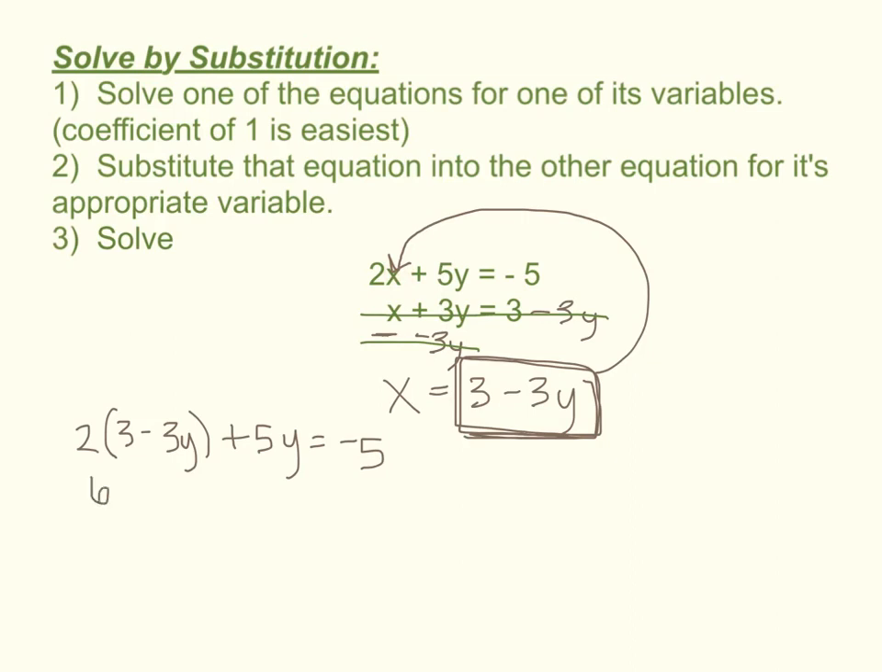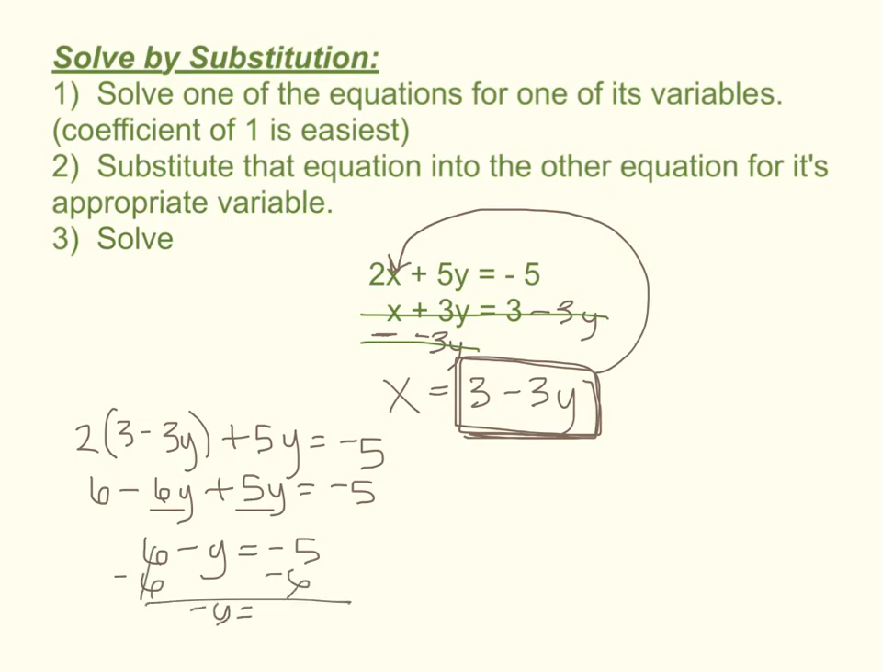So to solve this, I would first distribute that 2 in. And then I'm going to put my like terms together, and there's no equal sign in between them, so that just becomes a negative 1y. I'm going to subtract that 6 over. I'm going to get negative y equals negative 11, or y equals positive 11. So I've got half my answer. Remember, the answer to a system of equations is a point. So by getting that 11, I got my y. Now I need to find my x.